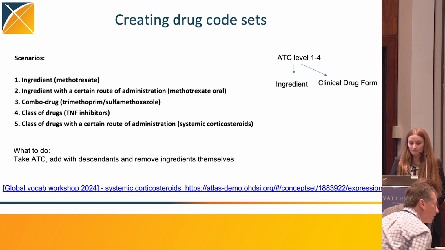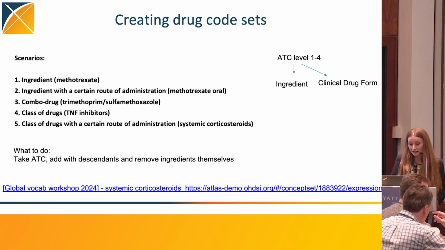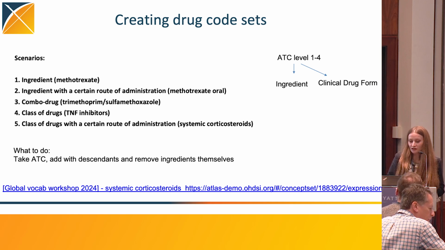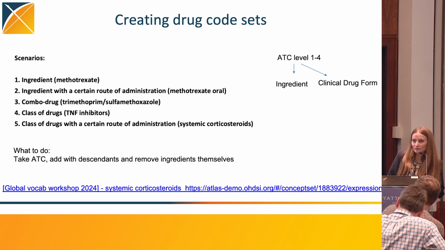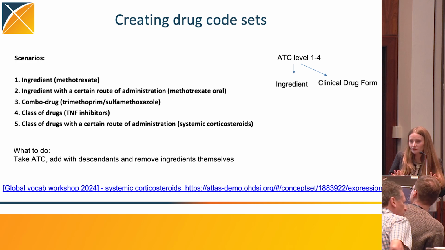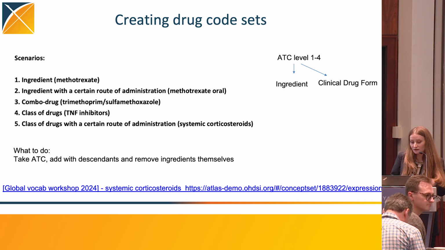So go further. Fifth, final code set that we are going to create today. This code set will include class of drugs with a certain route of administration. In our case, it will be systemic corticosteroids. And what we will do, very simple, take ATC that we need, systemic corticosteroids or corticosteroids for systemic use, and add with descendants, and then we will remove ingredients. How do you think why we remove ingredients?